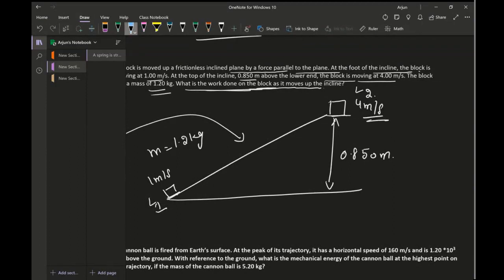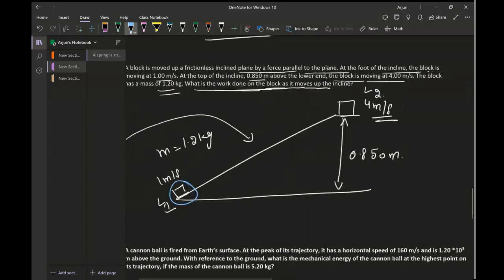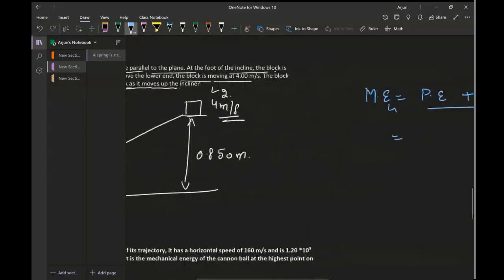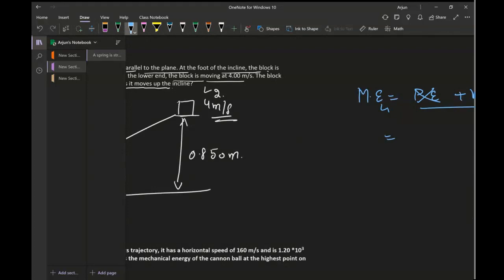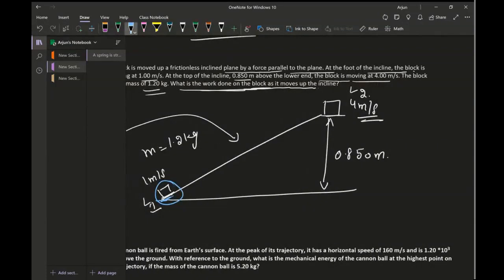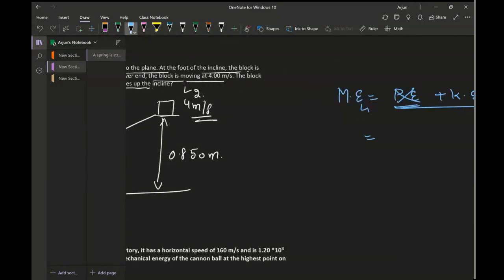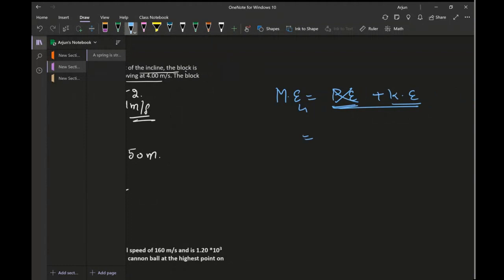Mechanical energy at location 1 will be, I'll write down the same basic formula: mechanical energy equals potential plus kinetic. Everything we are doing here is at location 1, so it is with respect to the ground, almost on the ground. So potential energy at that point is 0. If it was given that it has a certain height with respect to the ground, I would have taken it. In this case, it's not given, so I'm going to assume this as 0. And kinetic energy will be equal to half mv square.